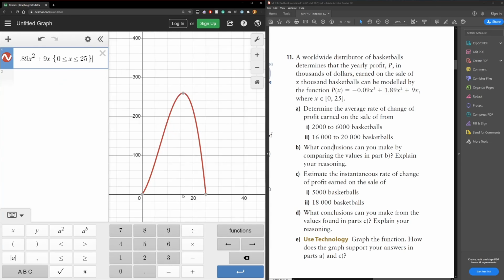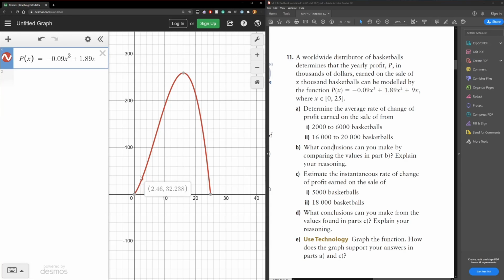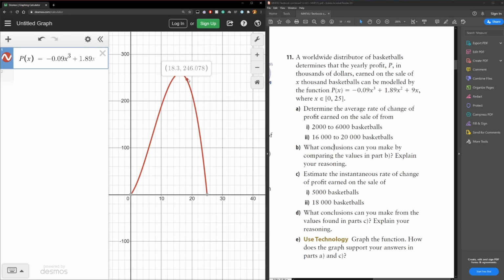This is what the graph looks like. We can see that it's increasing rapidly over here. Then it's going to slow down. Then it's slowing down like over here. It's still a little bit slow. And then it goes straight down. That's about it for this question.